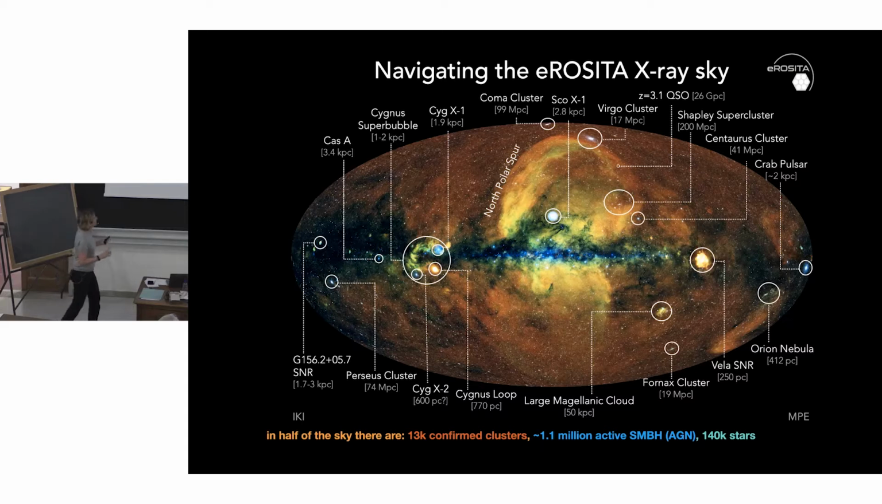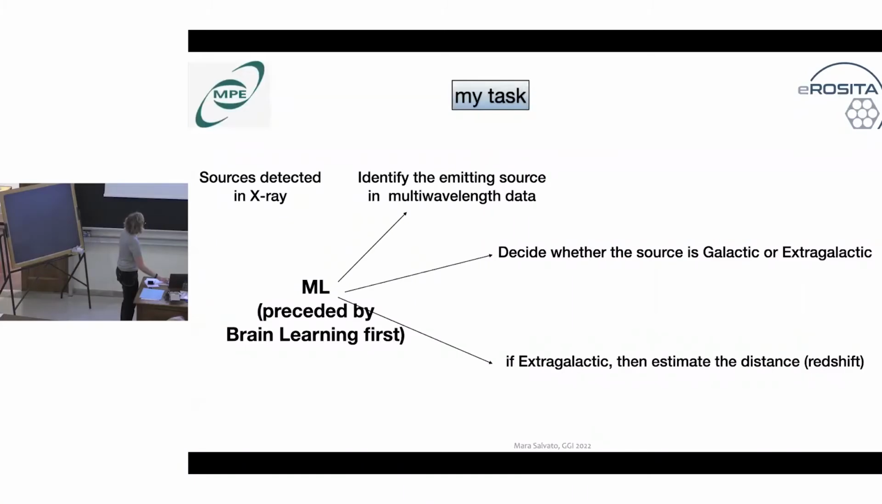What I'm going to present today is the work that I am doing on the white dots, because I am in charge of the task of identifying them, finding which are at other wavelengths, deciding whether they are galactic, so from our galaxy, or extragalactic, and also measuring the distance, because without the distance we cannot do anything. Essentially, my task is done in 3 phases, using machine learning now. So far, it has been done with brain learning. So I will show you how I applied it.